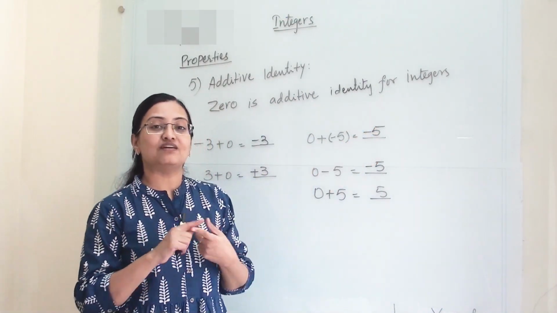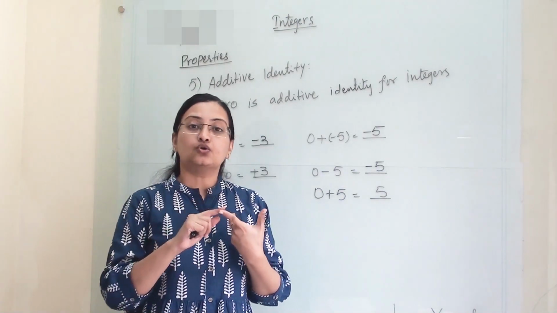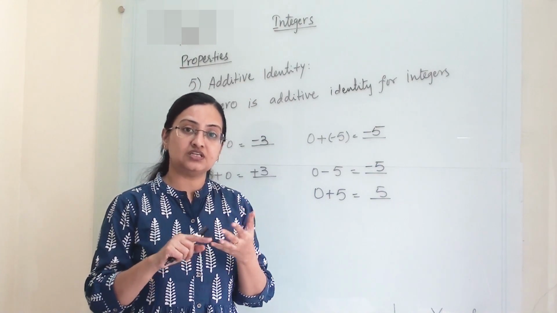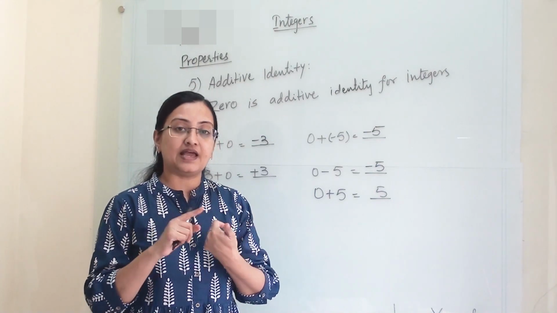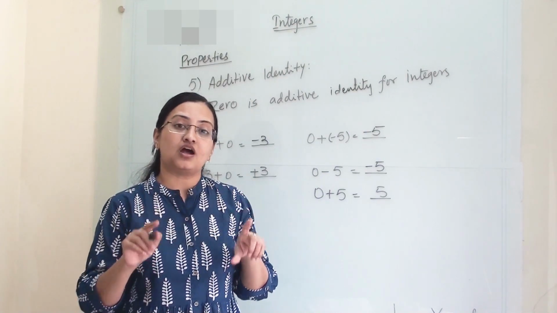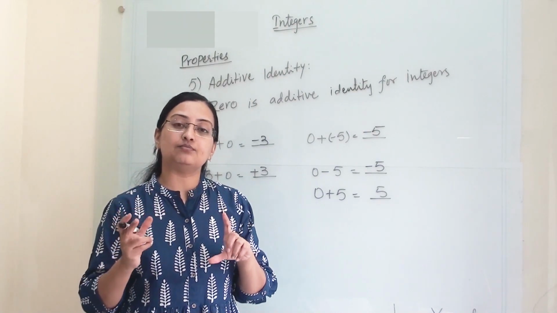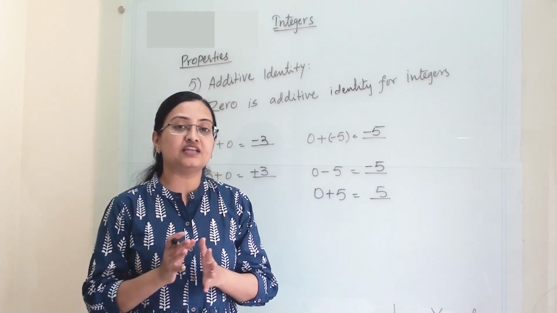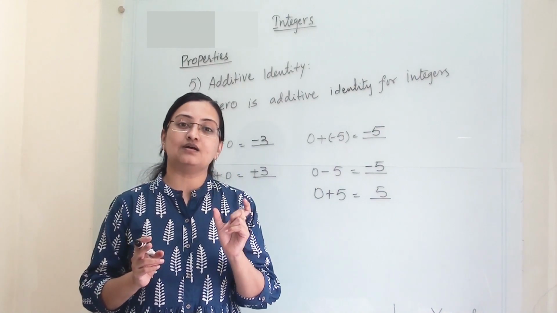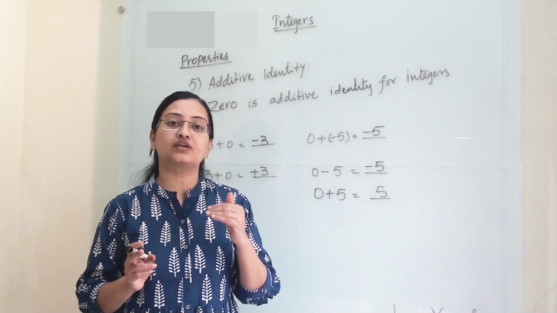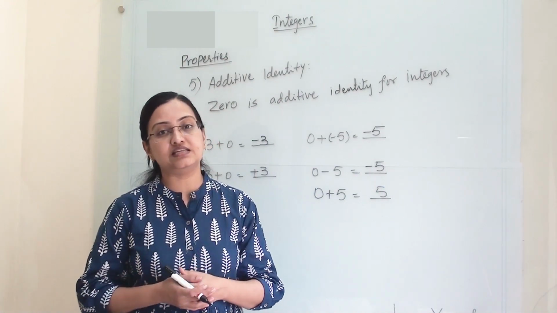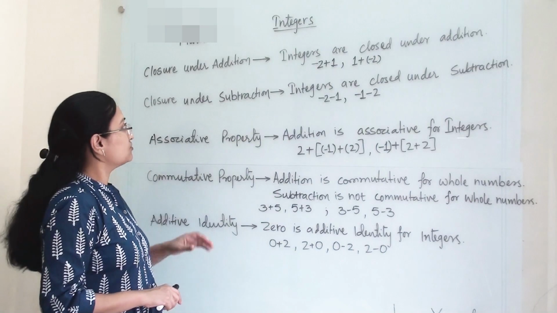So till now we have studied 5 properties: closure under addition, closure under subtraction, commutative property, associative property and additive identity. After this I am going to give you a chart. From that you will easily remember all the properties, and if in the exam a question comes that asks you to give one example for additive identity or one example for closure under addition, then you can easily give that. So this we need to remember.